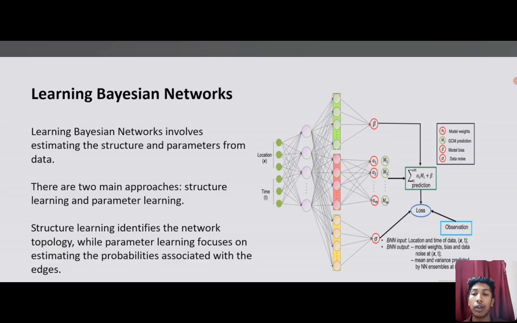Learning Bayesian networks. Learning Bayesian networks involves estimating the structure and parameters from data. There are two main approaches: structure learning and parameter learning. Structure learning identifies the network topology, while parameter learning focuses on estimating the probabilities associated with the edges.